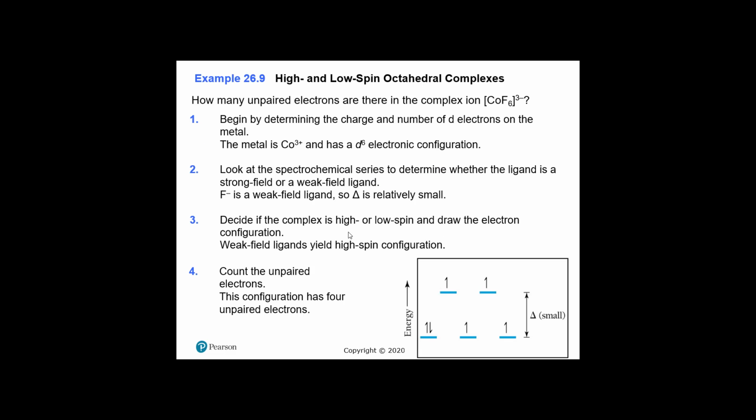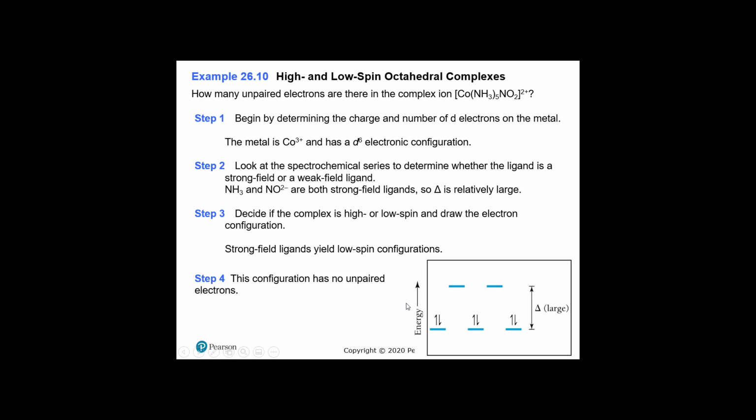So let's look at this example here. Sorry, I'm jumping around. Look at the spectrochemical series. That's the ligands. Is it a strong field ligand or a weak field ligand? Remember, that will determine the energy difference. This is a fluoride, so it is a weak field ligand. That means the energy difference is going to be small. That's going to determine if these can jump or not. Now we have to decide if it's a high or low spin. You draw the electron configuration, and weak field ligands yield high spin configuration. Now we can count the unpaired electrons, and there are 4 unpaired electrons for this.